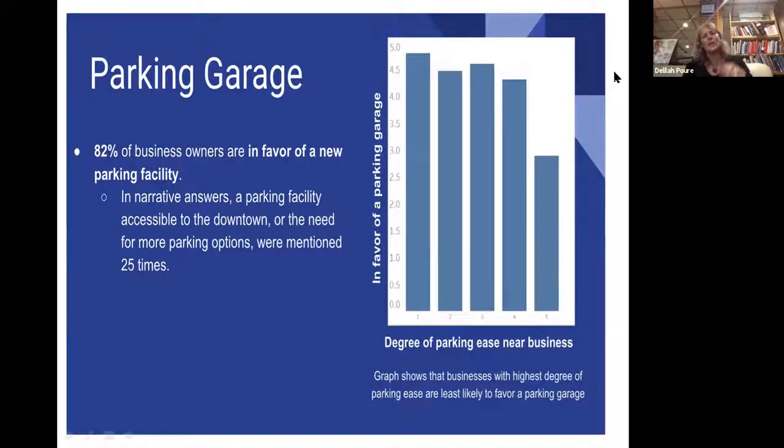So yes, number one, it's very easy, then I don't really need a parking garage, versus on the far left, it's very difficult, therefore I need a parking garage. So that was one way to show it. And the visualizations, first of all, visualizations can lie.